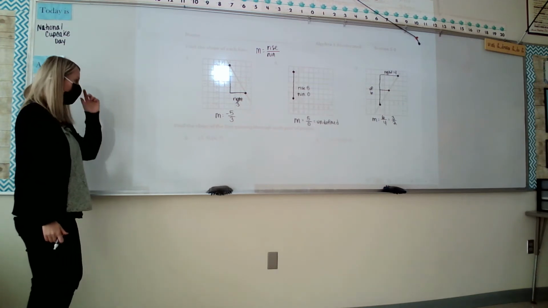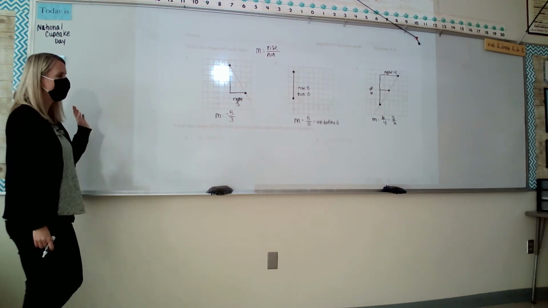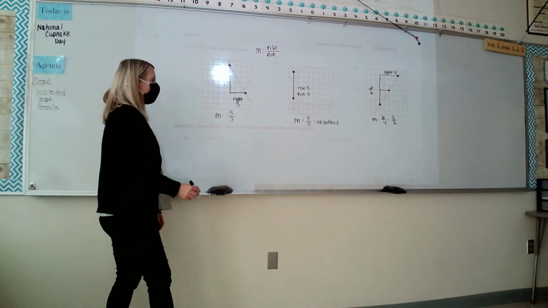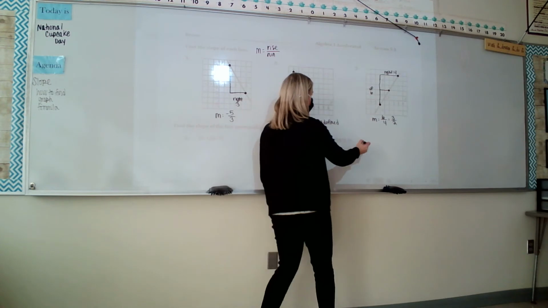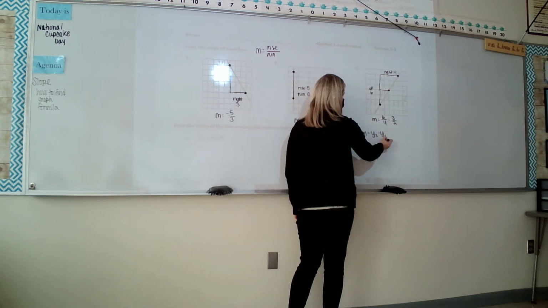Now it says find the slope of the line passing through the points. We don't want to have to graph everything. That's a big pain. So we do have the slope formula. If you want to remind yourself, it's y2 minus y1 over x2 minus x1.